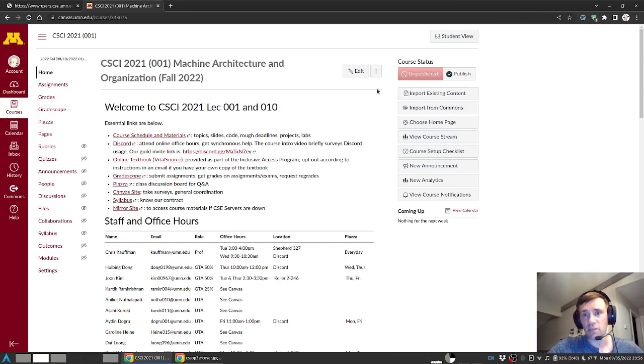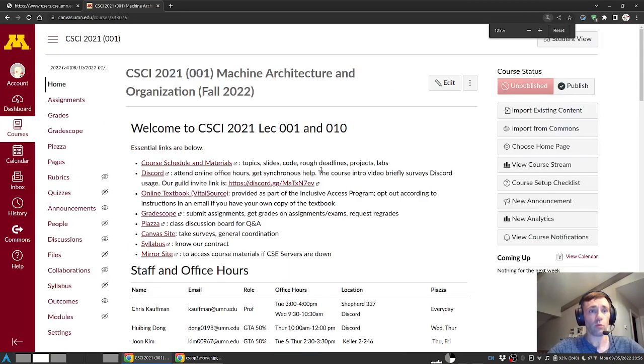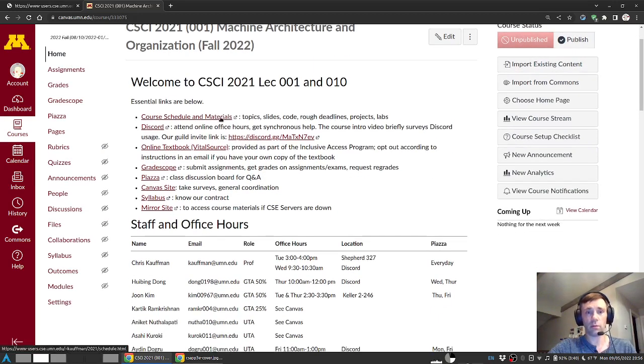This is our Canvas site, and you can see it's unpublished right now, but I'll publish it shortly. And that will cause it to show up on your, let's see, what is it? Dashboard is what they call it, with a little placard and so forth. The basic course information is all here, including links to some important stuff that I'll point out. The course schedule is where a lot of you are going to spend time.